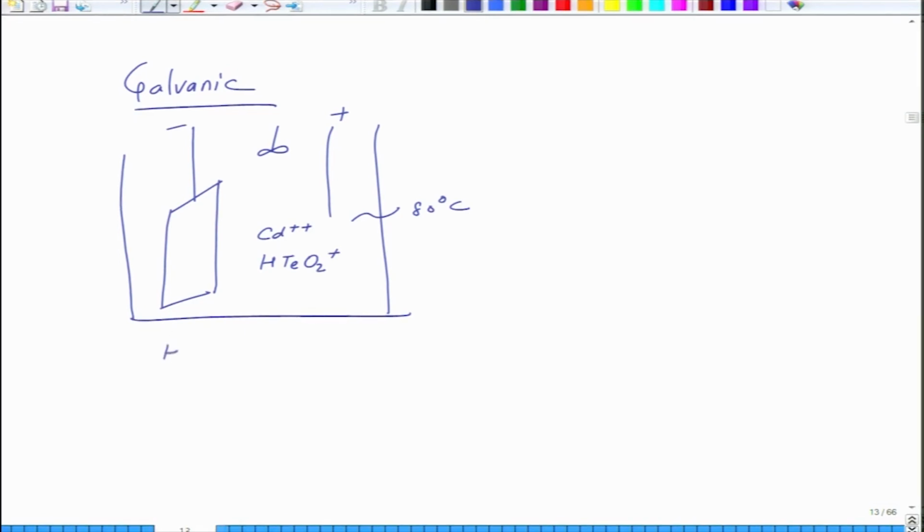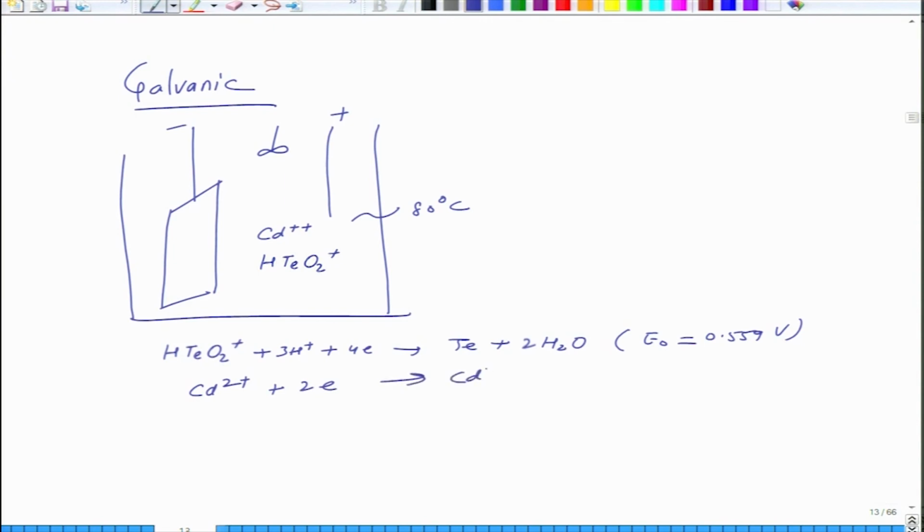So you have HTeO2 plus, plus 3H plus, plus 4e giving rise to Te plus 4H2O, and this has a reaction potential of 0.559 volts. Then we have Cd2 plus, plus 2e giving rise to Cd, and this has an E naught of minus 0.403 volts. So you have a reaction which is Cd plus Te giving rise to CdTe. This is how the galvanic process will occur.